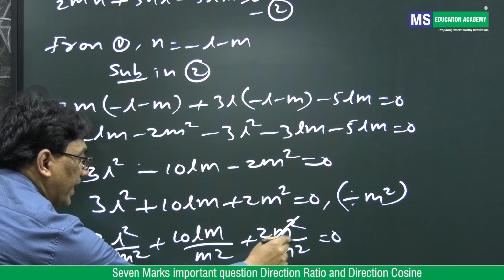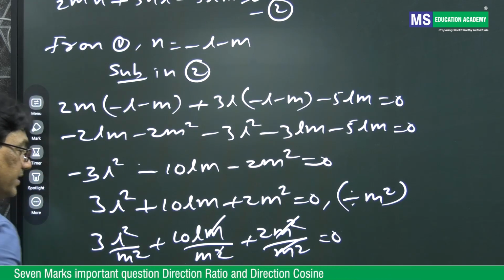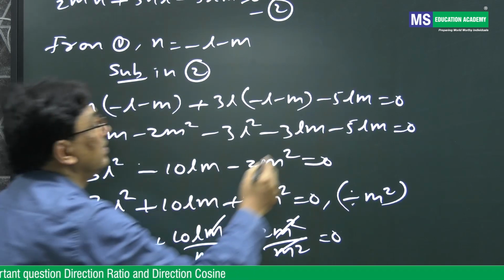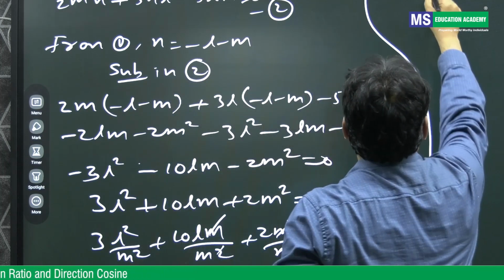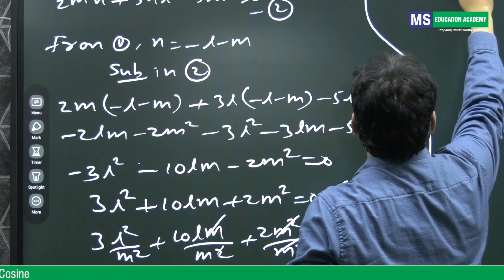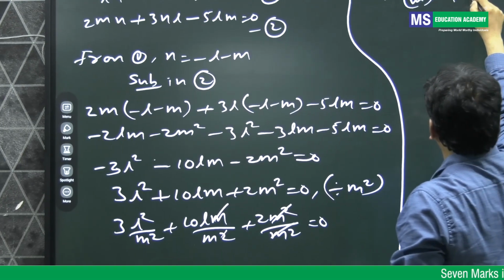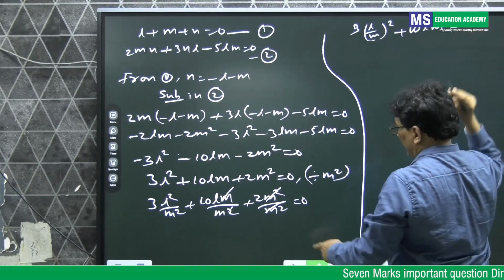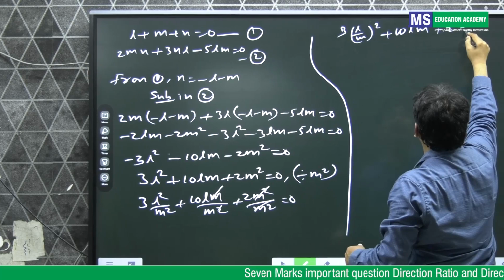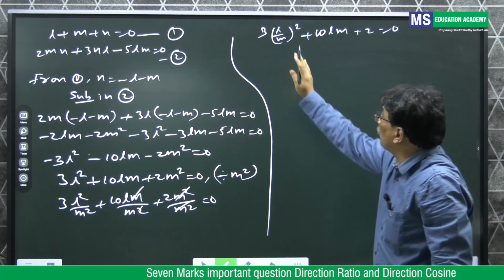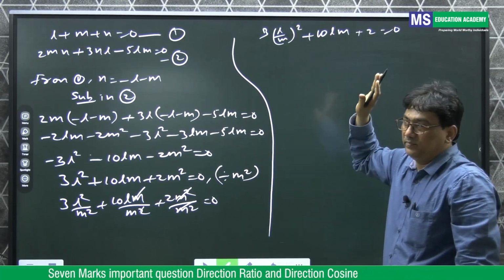Here M square totally cancels, in the middle term one M can be cancelled. The last term is as it is. That is 3 (L by M) whole square plus 10 (L by M) plus 2 equal to 0. Now it is a quadratic in terms of L by M.